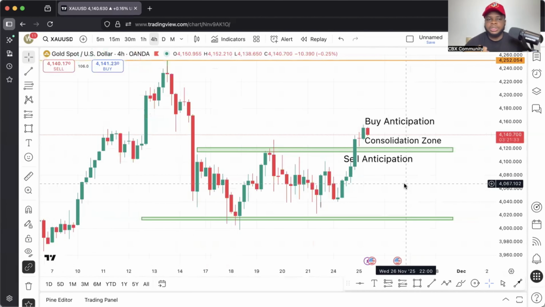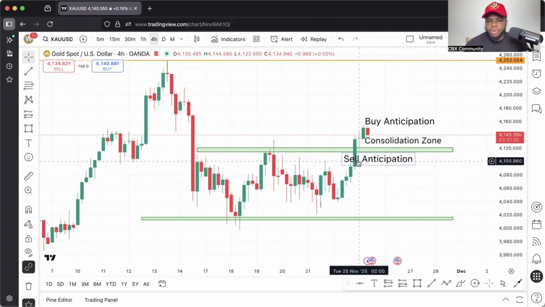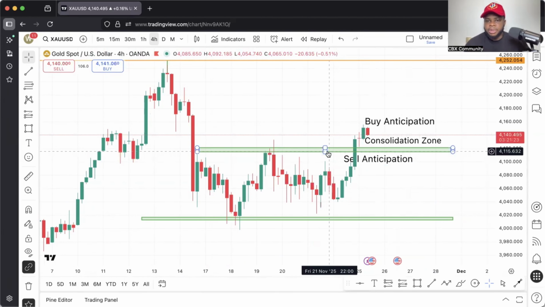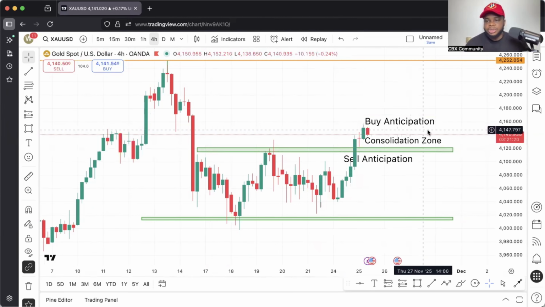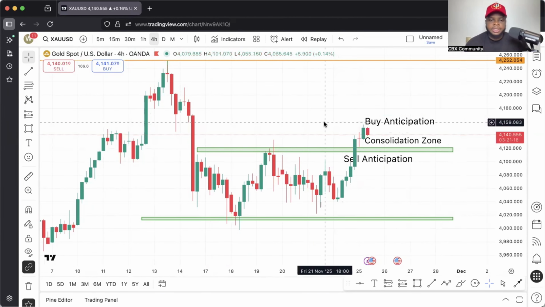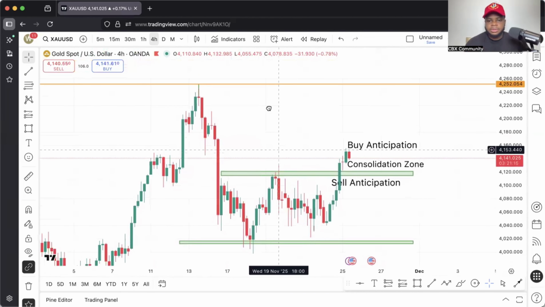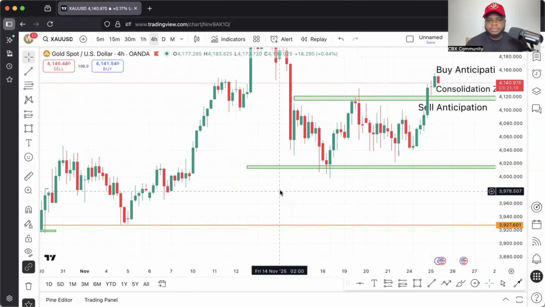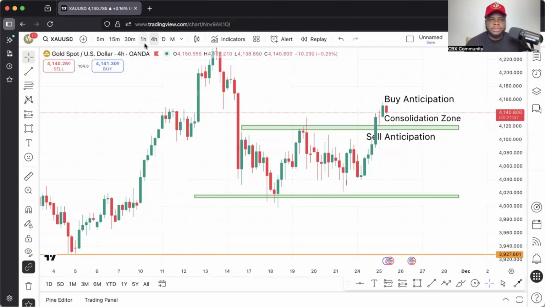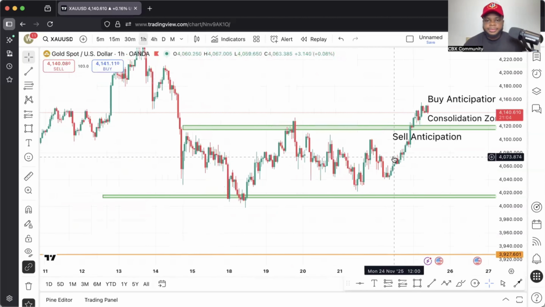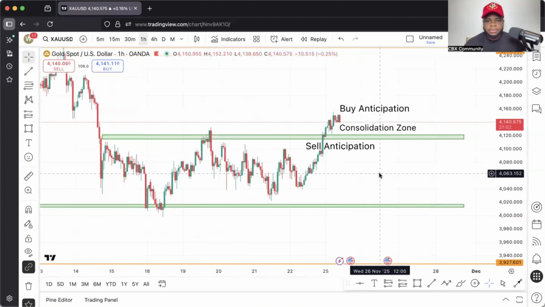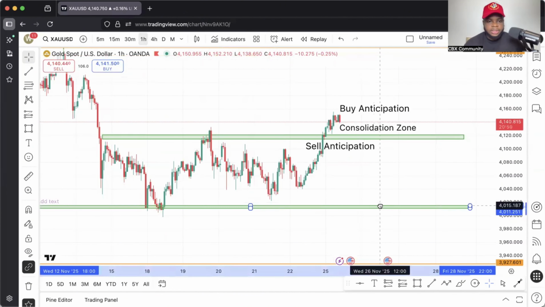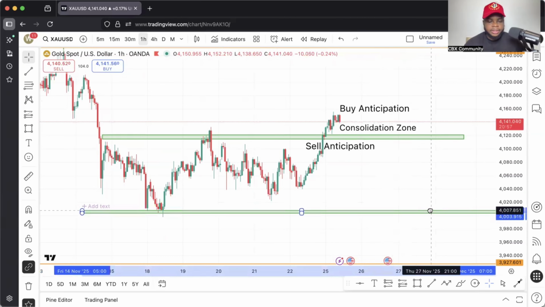So on the monthly market structure, we are in an uptrend. The daily is consolidating. The 4 hours is also consolidating, but this candle broke this resistance zone over here. But looking at the formation of this candle, the market structure is not doing anything at this moment. So let's look at the H1. Let's adjust this over here.